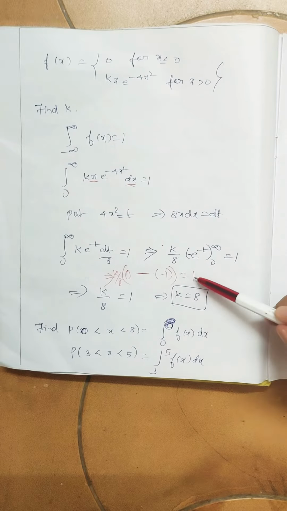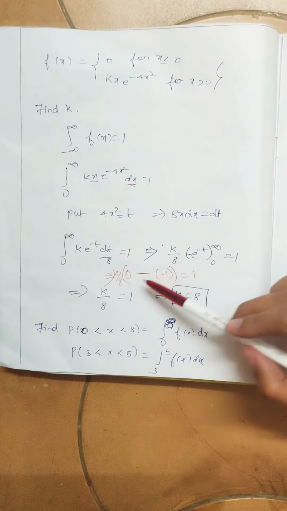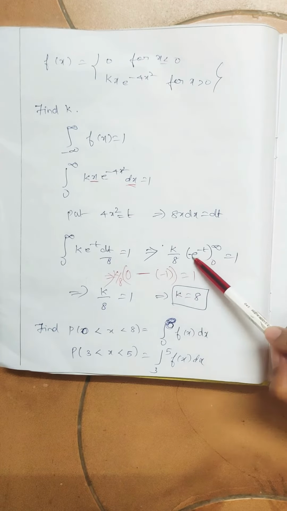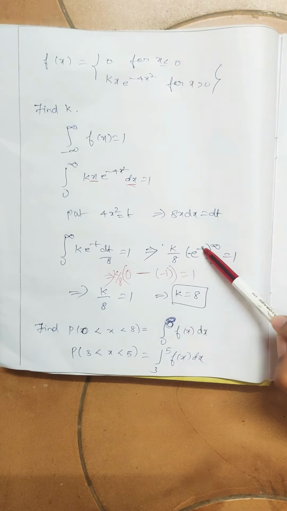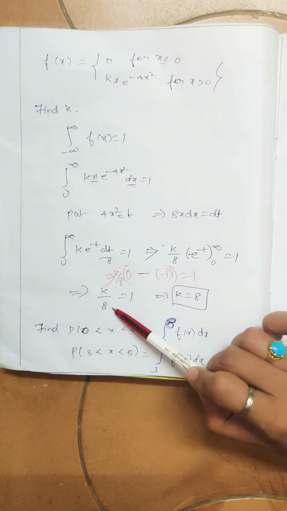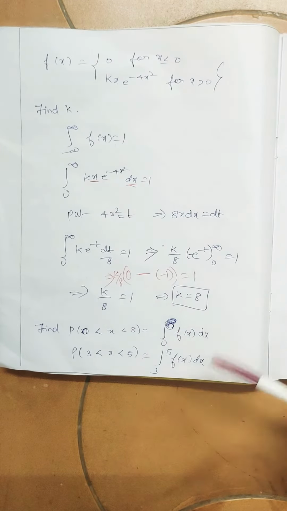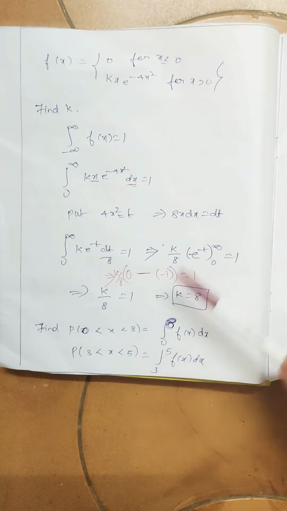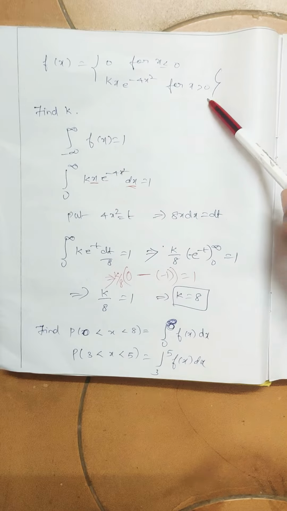Yeah, I have written the same integration over here. Upper limit is e power minus infinity, 0, minus e power 0, that is minus 1. So this minus and this minus will become plus. So k by 8 into 1 is equal to 1, therefore k is equal to 8. If they ask this from 0 to 8, because my function is valid for x greater than 0.